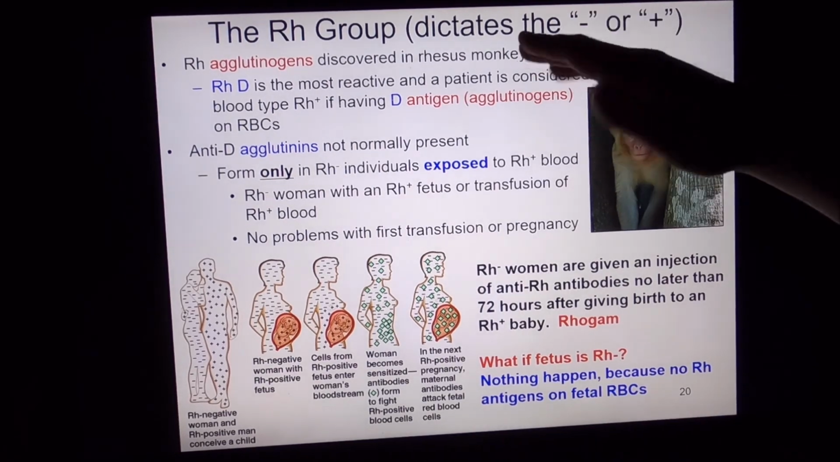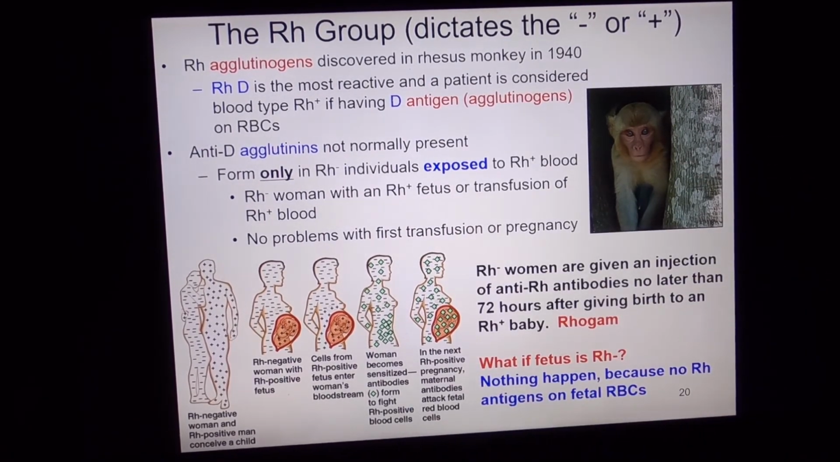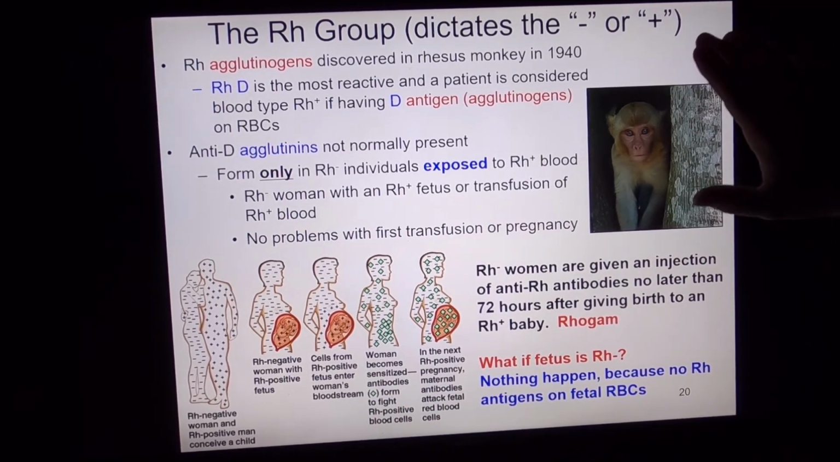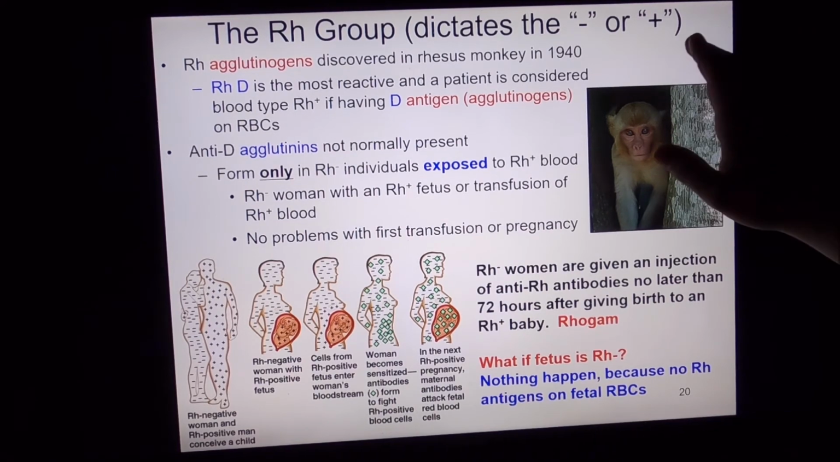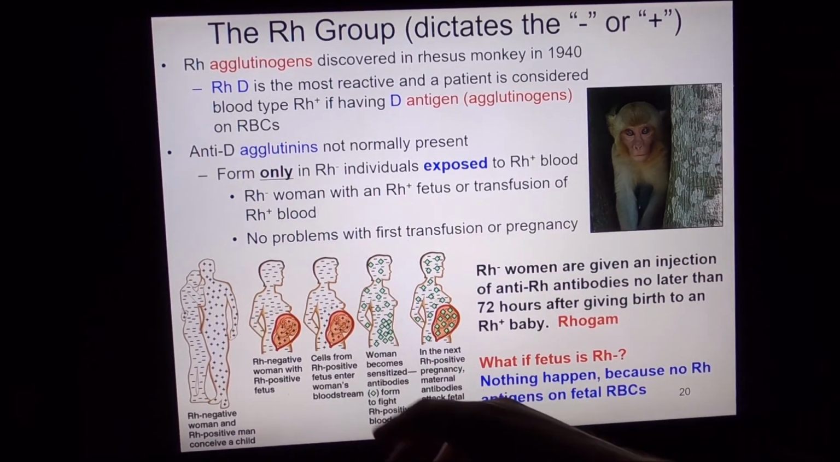So, rhesus factor dictates what's referred to as being positive or negative. This was discovered in rhesus macaques. It's a monkey, if you will. So we call it the RH factor or rhesus factor. This is just basically a variation on being positive or negative, okay?